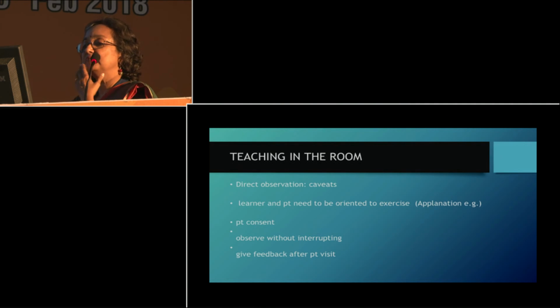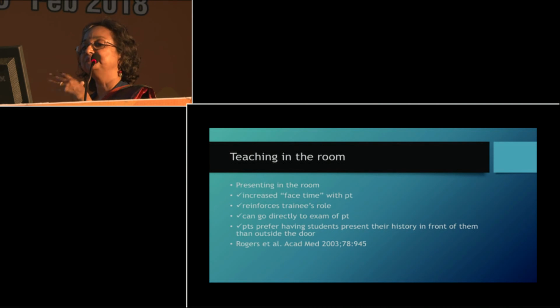Direct observation caveats. Learner and patient need to be oriented to the exercise. For example, applanation, you say these are the points in your applanation technique I'm going to watch. And then you have to make sure to take the patient's consent, especially if it's going to be a gonio or something where they're going to touch the eye, and the patient obviously knows this is a learner. You need to get the patient's consent. And observe without interrupting, give feedback after the patient visit.